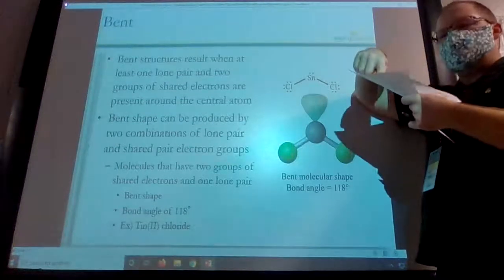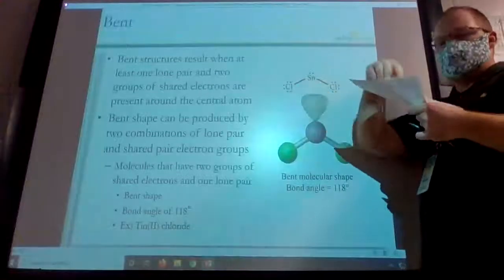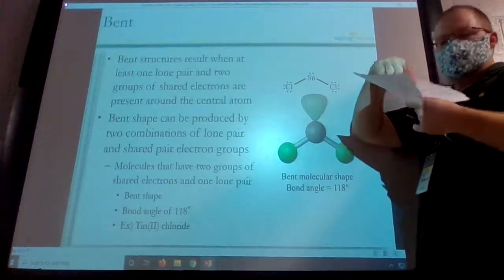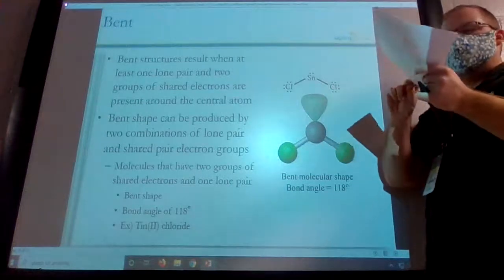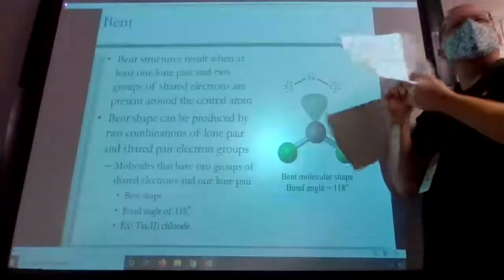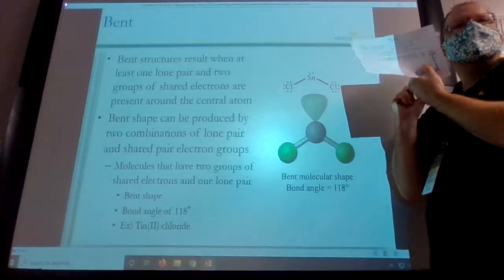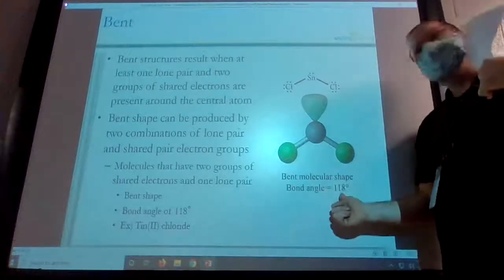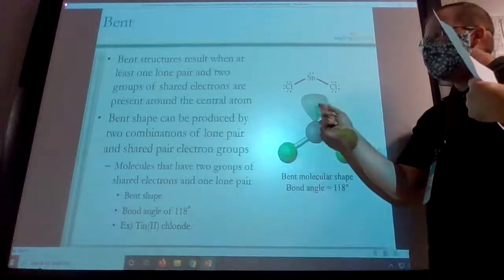And so if I follow on the chart, a molecule that has 3 groups, with 2 being shared bonds and 1 being a non-shared lone pair, that gives me a bent molecule that has a bond angle of 118 degrees. Does everybody see that? Following along on the chart. So that's going to be your shape here, 118 degrees, because I have 2 bonds and 1 non-bonding pair.